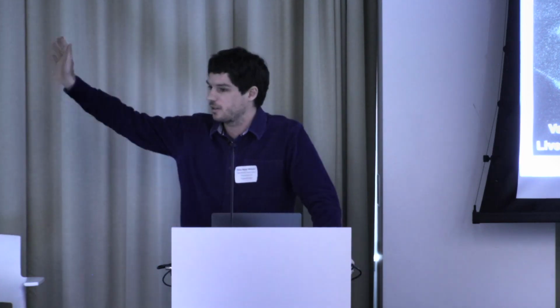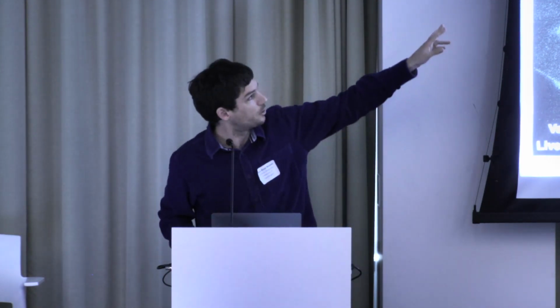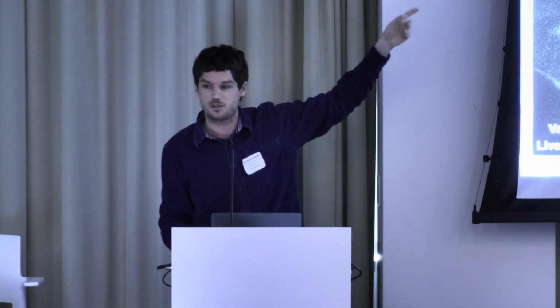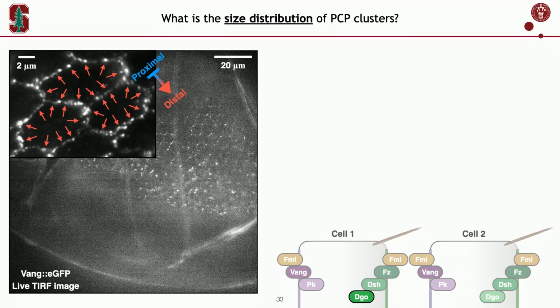We can do that for all the clusters in the wing, like what I show up here. Just take any of the clusters without double counting, and we can get a distribution of cluster sizes out. Here I did it for Vang, one of the PCP proteins highlighted in the cartoon down on the right. And what we notice here is that the PCP cluster size follows an exponential distribution, with most clusters being small and larger clusters occurring less and less.